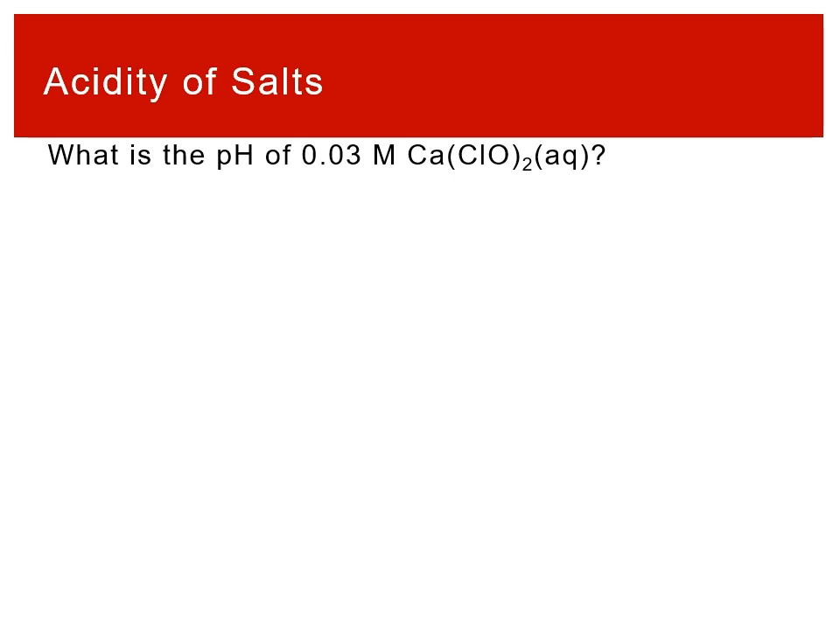In this example, we're starting to see that a lot of the acids and bases we're dealing with are ions themselves, and how we actually get them in solution is as a salt. There's going to be some sort of salt because they're paired with some other ion to get them dissolved in solution. So this is a really common way we prepare acid-base solutions. So what is the pH of 0.03 molar calcium hypochlorite?